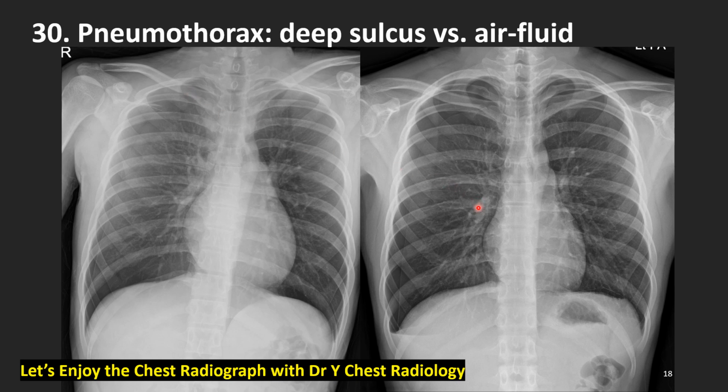But in erect PA view, the air is light, so the air is up at the top here and fluid is here down, and fewer, smaller gas in the lower lobe side, large gas in the upper side. So we see an air fluid level here, fluid is heavier than air, and air is lighter than fluid in the apex. So in PA erect view, pneumothorax is here, but in AP supine view, pneumothorax is here. This is the deep sulcus sign.